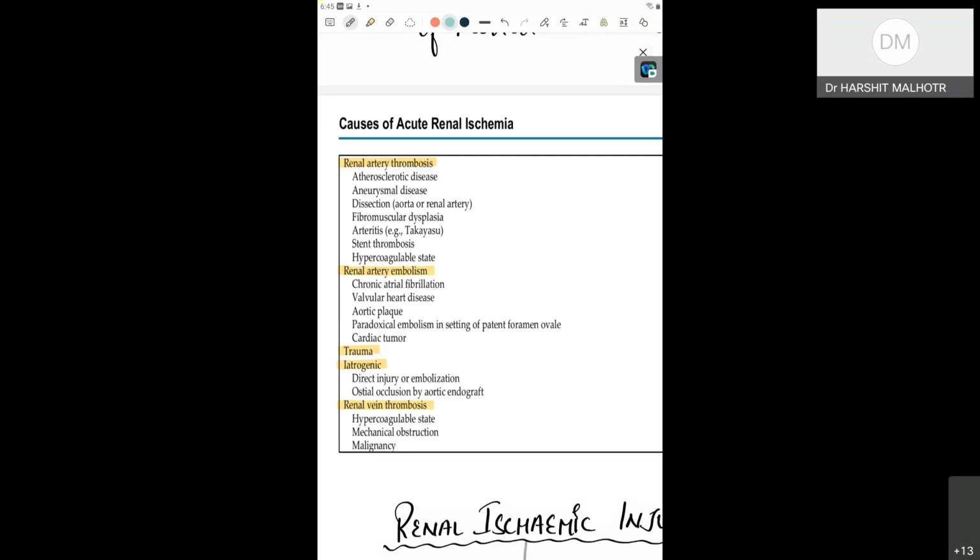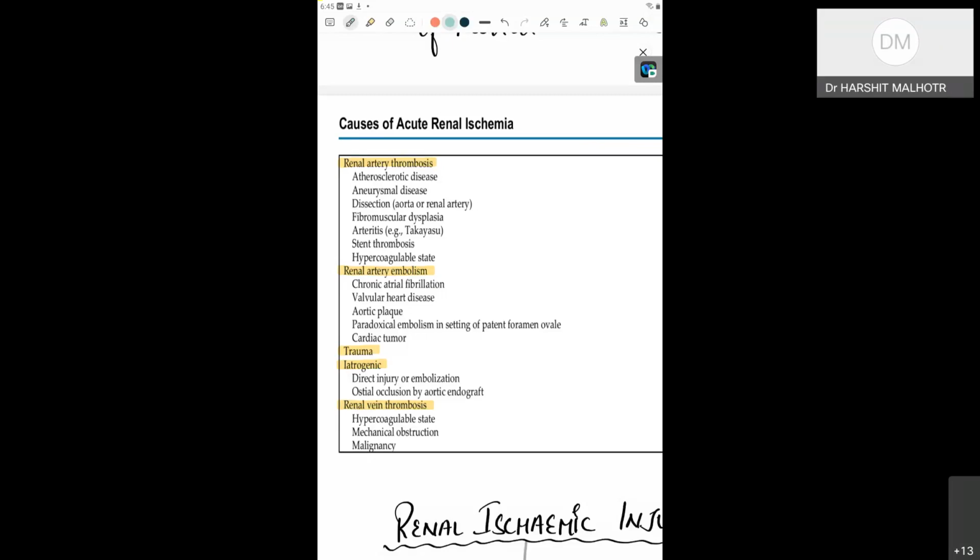Then there is aortic plaque, paradoxical embolism in the setting of patent foramen ovale, in which there is direct shunting from right to left side, and cardiac tumor. Because of the cardiac tumor, there is a mass on which a thrombus or an embolus can form, and then distal thromboembolism can occur. For all these pathologies which we have discussed, a 2D echo is something which we need to work up to find out the cause of embolism, which is more important in these cases.